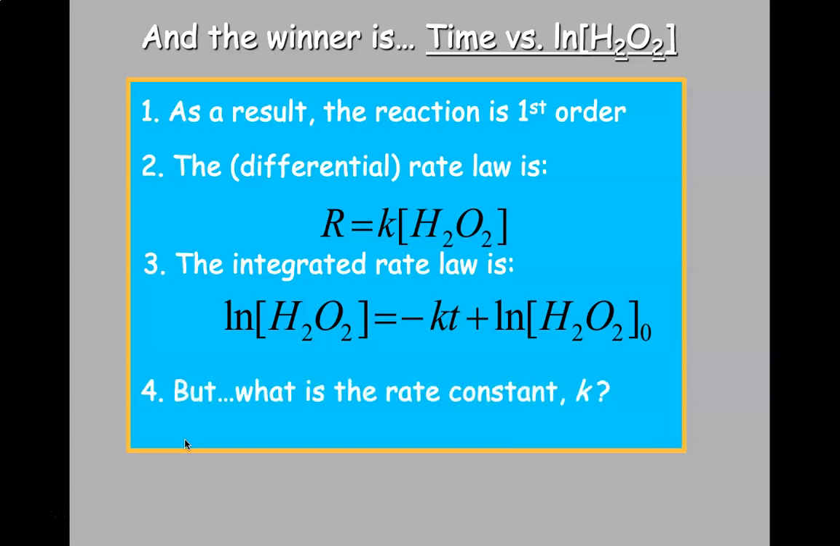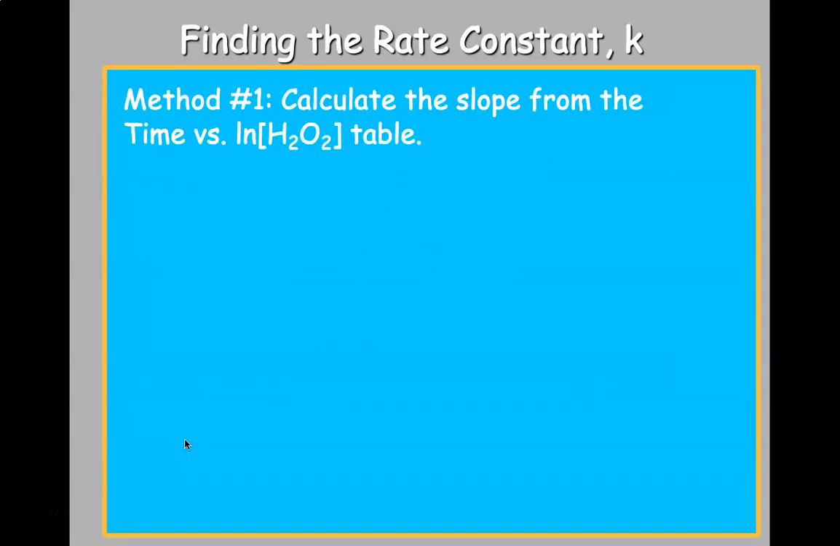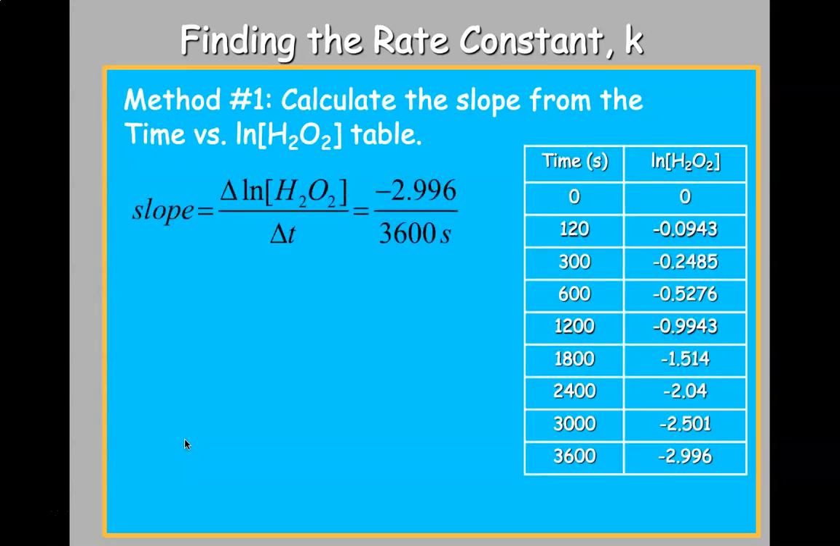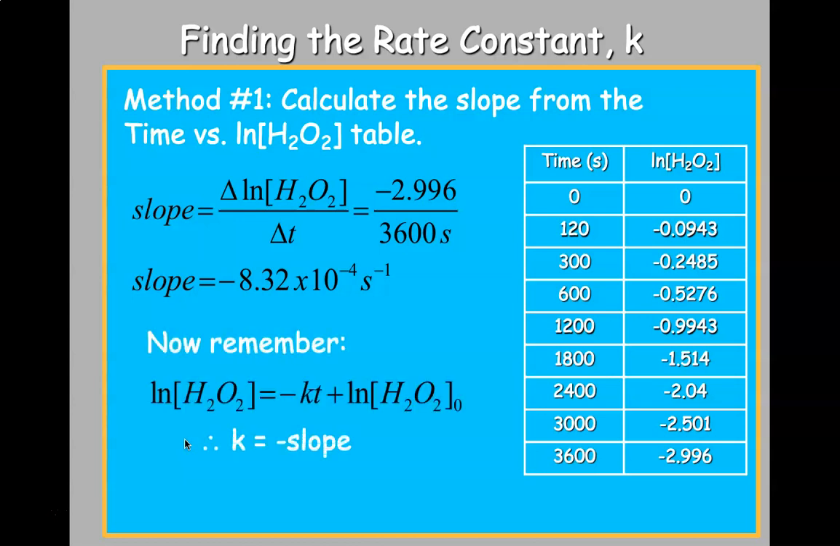But wait, what is the rate constant? I need that number. Well, obviously it's in the form of the integrated rate law, y equals mx plus b. So I can solve using the slope of the line. So there's my data. I can pick 2 points, and I get my slope. We always got to remember the rate constant is negative slope. So again, rate constants are going to be positive anyway.